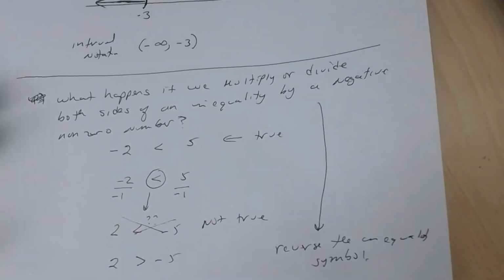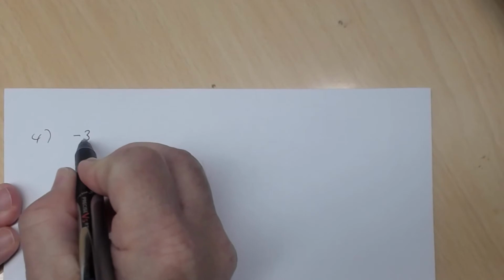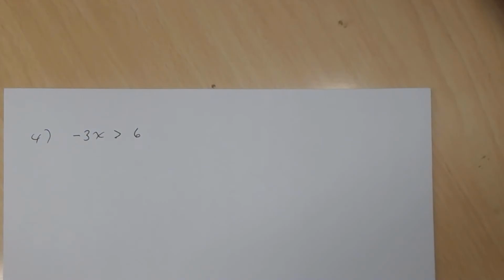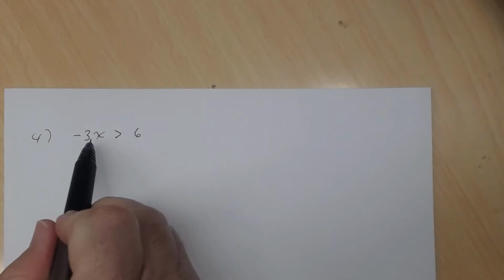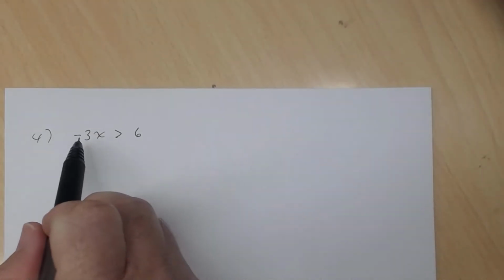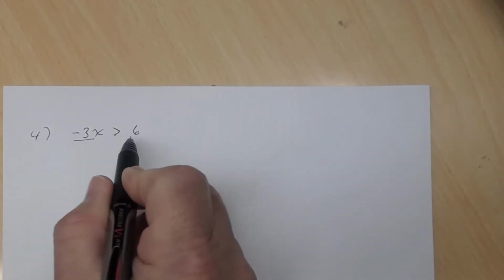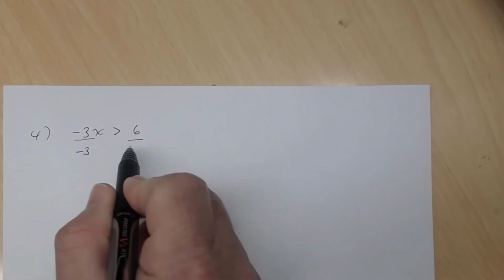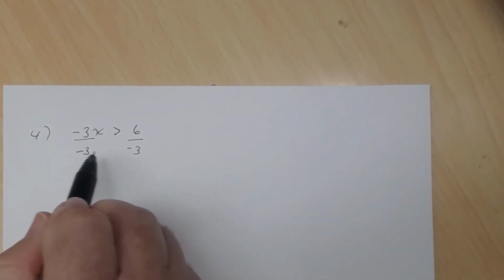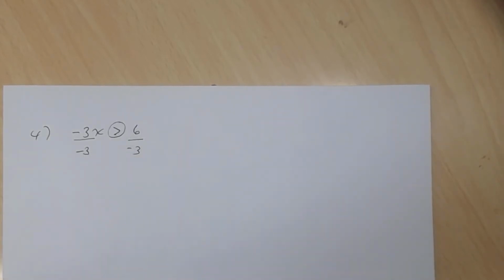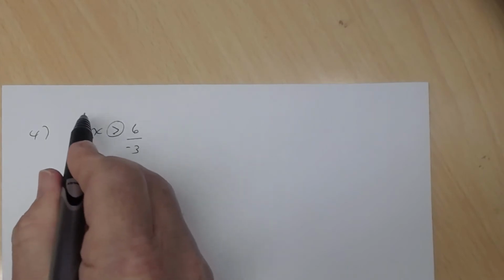Okay? So for example, let's suppose we want to solve this inequality. Let's suppose we had negative 3x is greater than 6. To get the variable x by itself, right now I'm multiplying x by negative 3, so the reverse operation is to divide both sides by negative 3. So I'm dividing both sides of this inequality by negative 3. Remember, if you divide or multiply both sides of an inequality by a negative number, you have to reverse the inequality symbol. So negative 3 divided by negative 3 is 1. 1 times x is x.